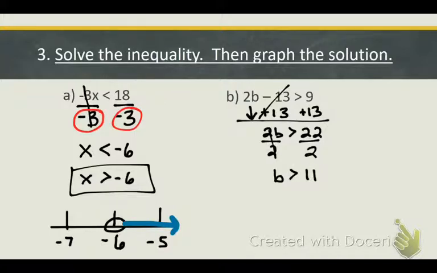When is it that I need to flip my symbol? When you multiply or divide by a negative number, and that's your last step. Is that what I did? No. So my answer is B is greater than 11. Okay, so the next step that we've got to do, it says graph the solution. How do I graph this?